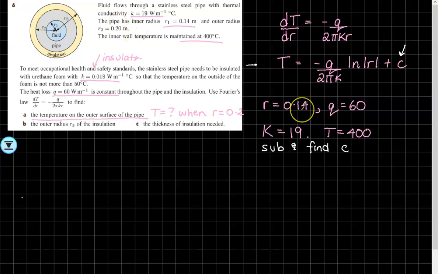So your radius is 0.14. They told us Q is constant down here. So it's all over the shop with the information, so you really have to go through and read it carefully. All right, we had the inner wall temperature as 400. And that the inner wall was obviously when the radius was 0.14. So we've popped all that in, and someone out there has found my C for me. What is it? Okay, 399.01. Good.